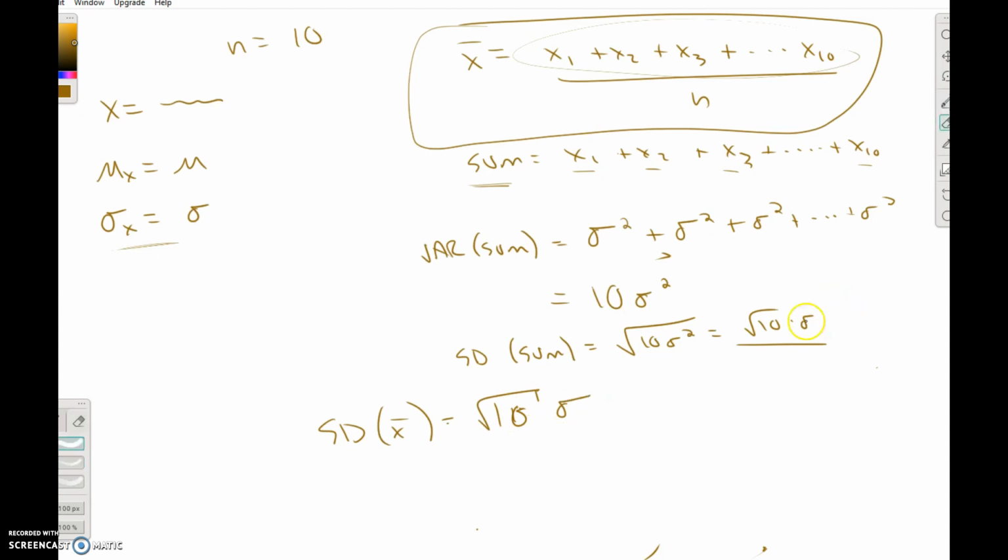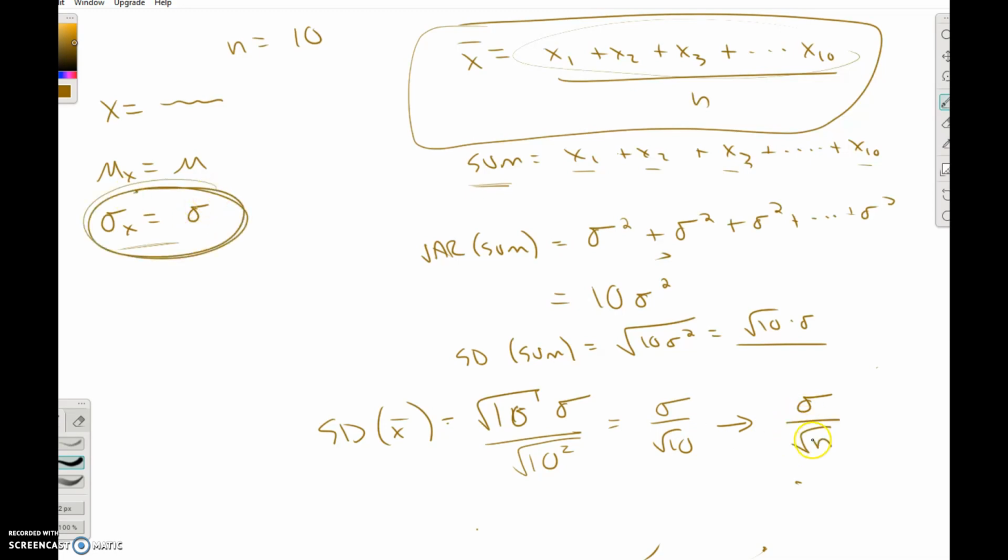Oops, sorry, I should have got rid of that square there, right? Square root of a sigma squared. But then I'm multiplying by a constant, so the spreads are multiplied by the same constant or divided by the same constant. So then I need to divide by 10. And the square root of 10 over 10, if we put this under a square root, basically gives you sigma over the square root of 10, which is the standard deviation of your original variable divided by the square root of your sample size.